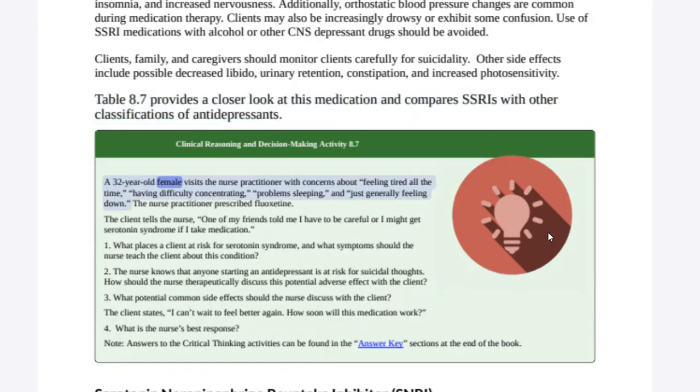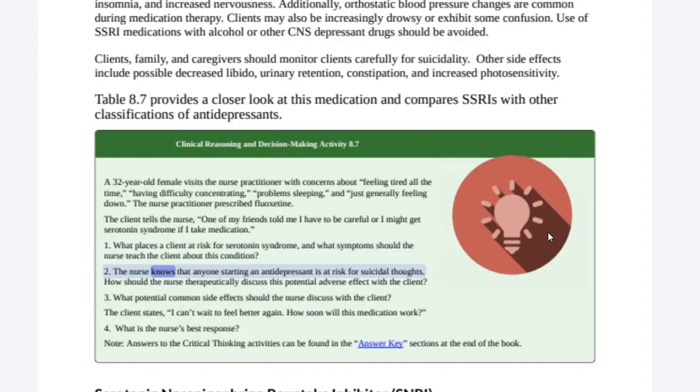A 32-year-old female visits the nurse practitioner with concerns about feeling tired all the time, having difficulty concentrating, problems sleeping, and just generally feeling down. The nurse practitioner prescribed fluoxetine. The client tells the nurse, "One of my friends told me I have to be careful or I might get serotonin syndrome if I take medication." 1. What places a client at risk for serotonin syndrome? And what symptoms should the nurse teach the client about this condition?